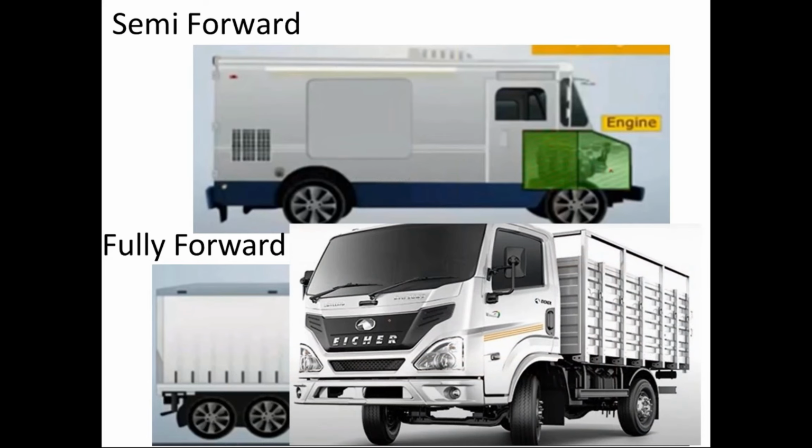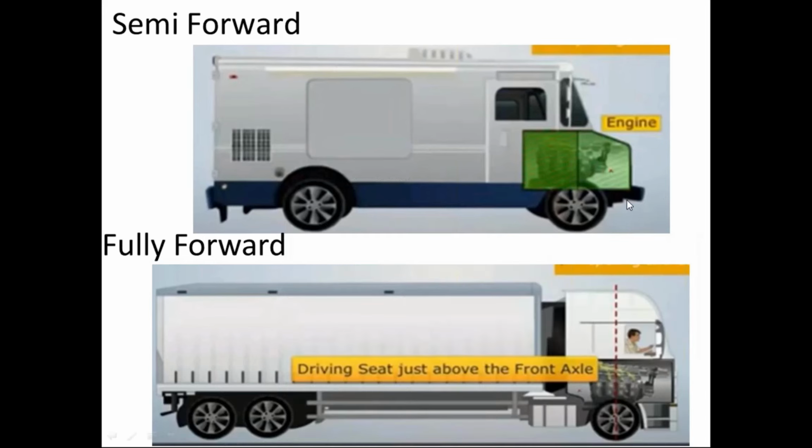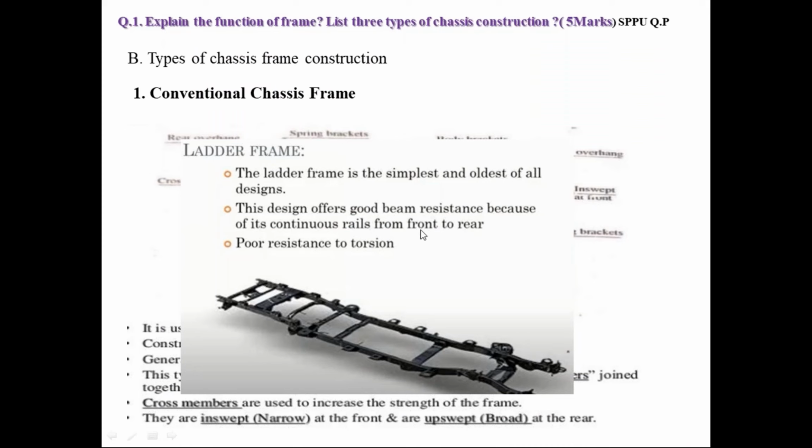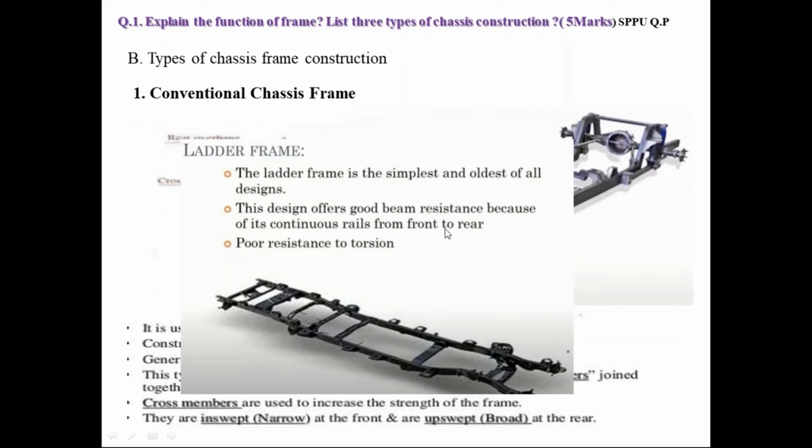So this is one example of a fully forward we can say. And there are again a few more examples. Now we have a ladder frame, the first conventional chassis frame. So related to this, a question based on the function of a frame in chassis construction, similar will be asked in the examination.